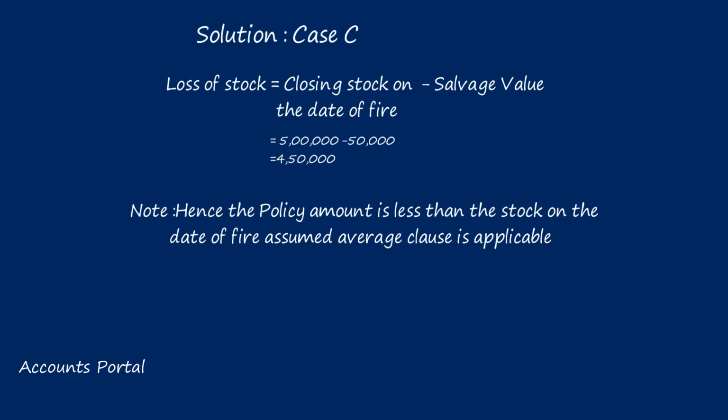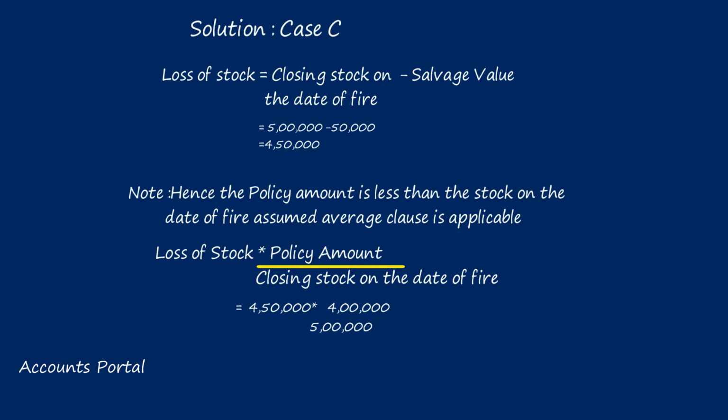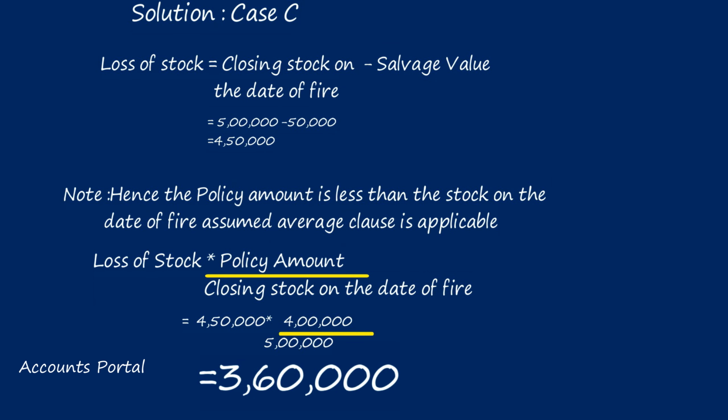Whenever the average clause is applicable, the claim amount will be calculated proportionately: loss of stock into policy amount divided by closing stock on the date of fire. So loss of stock equals 4,50,000, policy amount 4 lakhs, closing stock on the date of fire 5 lakhs. So 4,50,000 into 4 lakhs divided by 5 lakhs equals 3,60,000. We understand from this sum that we cannot claim more than the actual loss suffered. In the event of underinsurance, we calculate the claim amount proportionately.